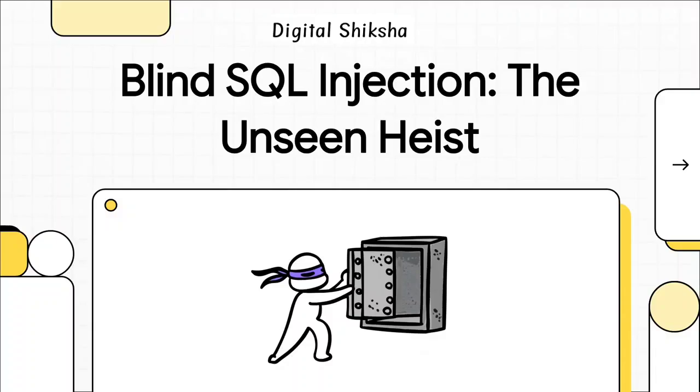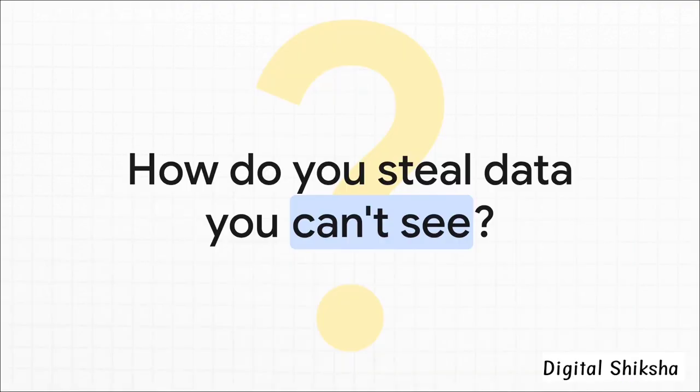Welcome to The Explainer. Today, we're going to crack open one of the cleverest forms of cyber attack out there, blind SQL injection. You can think of it like a digital heist, where the thief has to rob a vault they can't even see. So let's just start with a puzzle. How would you steal a secret from a database when the application gives you absolutely zero feedback? I mean, no data, no error messages, nothing.